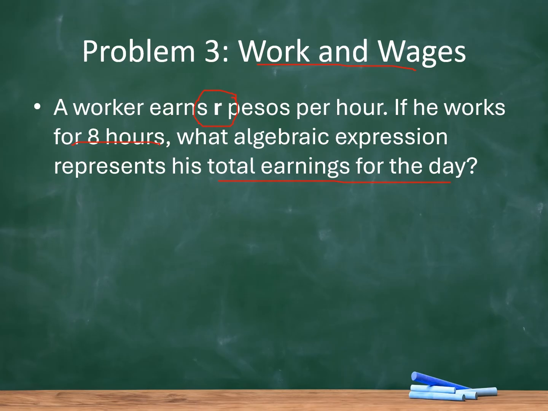So we know that the worker already worked 8 hours. So what operation can we use to establish the relationship of R and 8 hours? It's gonna be multiplication. We will multiply 8 and R. So the algebraic expression to represent his total earnings for the day will be 8R. 8 is the number of hours he worked, and R is his earning per hour.